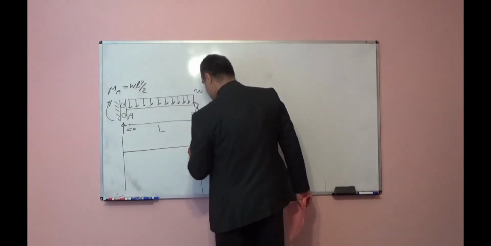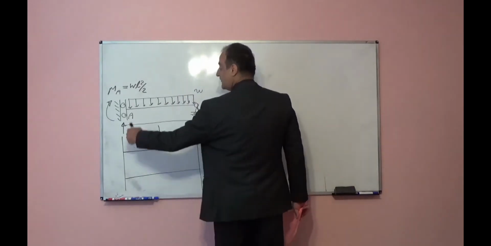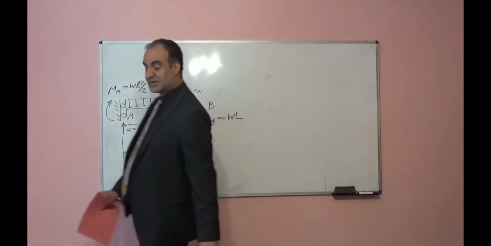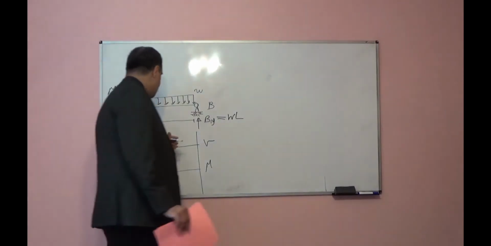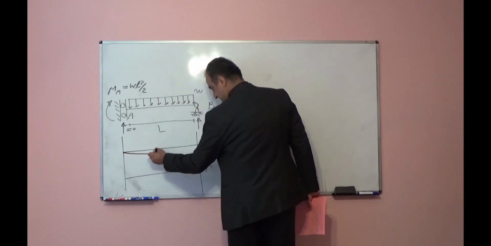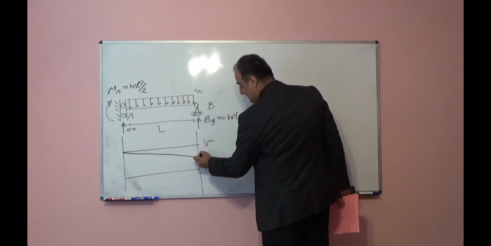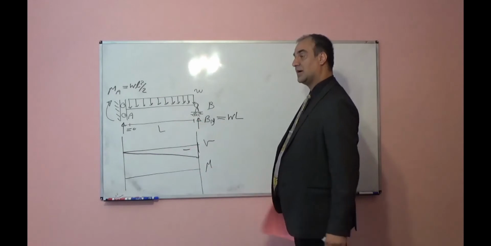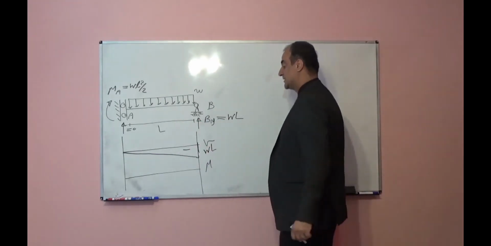Shear force diagram. From left to right, what is the force? Upward. At point A it is 0. But if I move from left to right, in each step there is a force downward. It means it will linearly increase. It will reach WL, and with WL you can close the diagram, negative because you are moving down. This will be the shear force diagram.